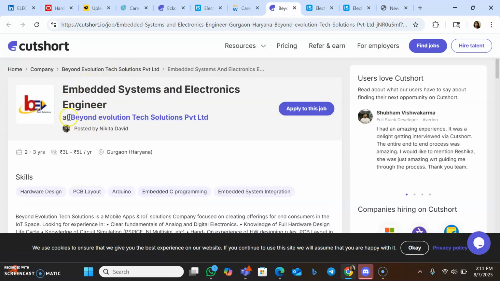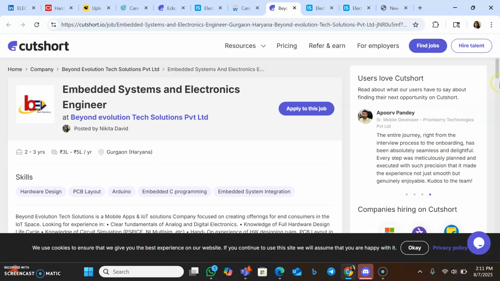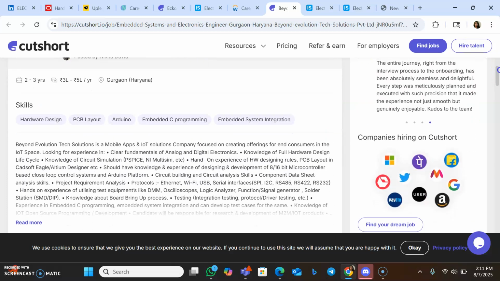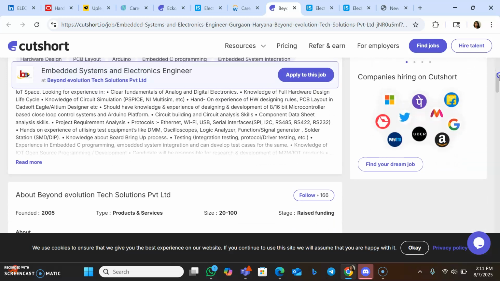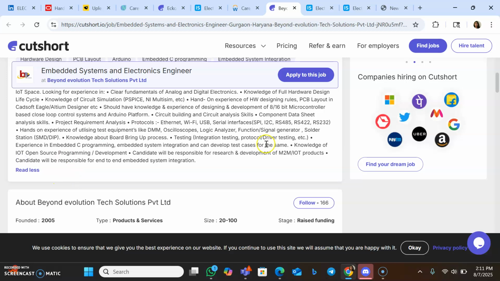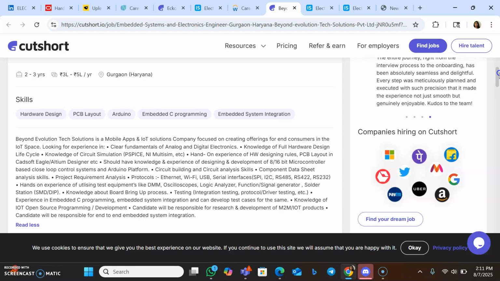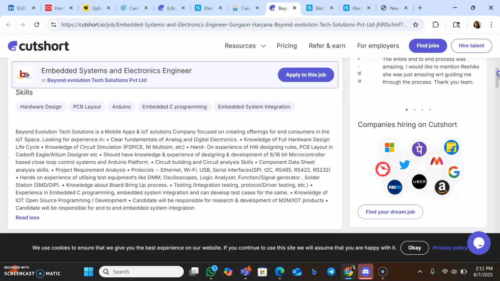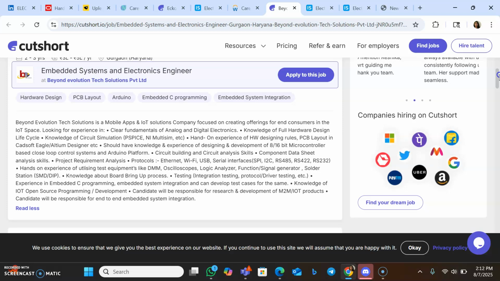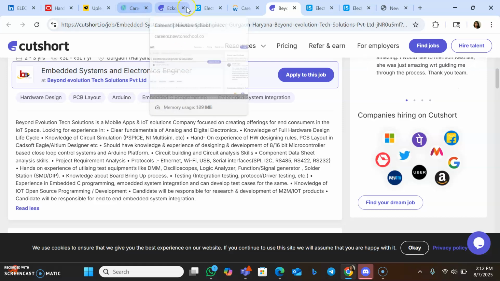Next one, let's have a look. Embedded System and Electronics Engineer from Beyond Evolution Tech Solutions. 2 to 3 years of experience. It is a little bit higher-end job. 3 lakh to 5 lakh per year is the package. Location is Gurugram, Haryana. They have given the roles and responsibilities in detail. It's all related to IoT and hardware, hardcore electronics things like oscilloscopes, DMM, and tools and techniques. All these things are important.